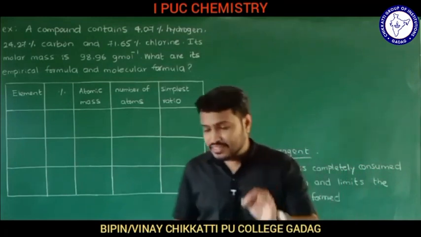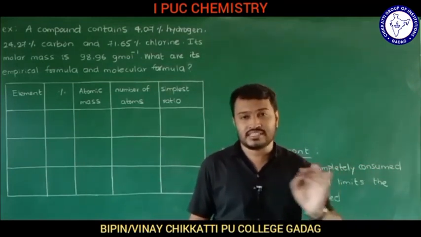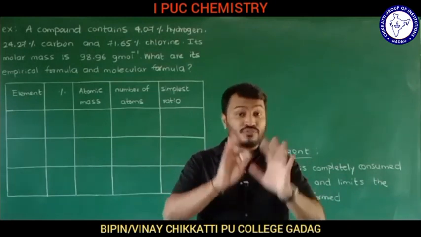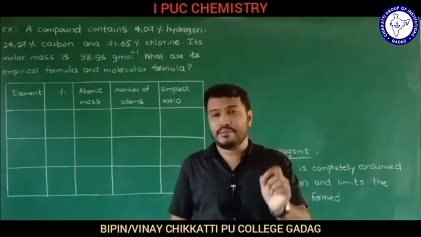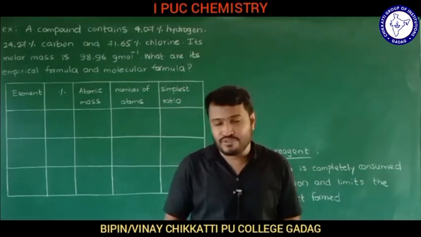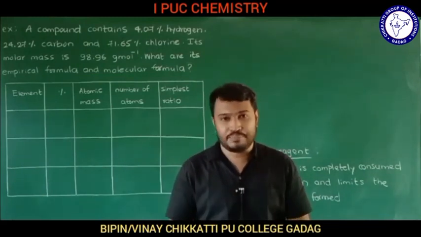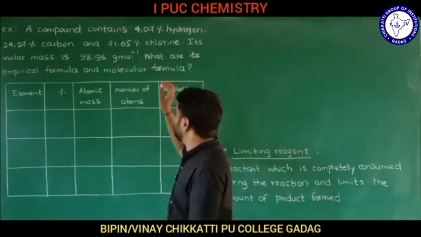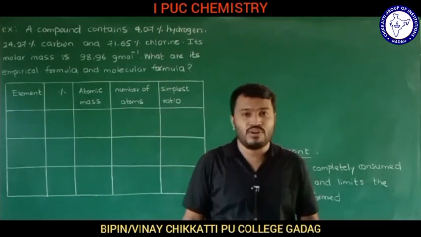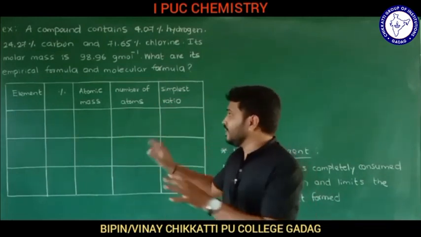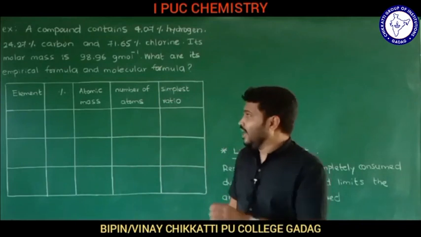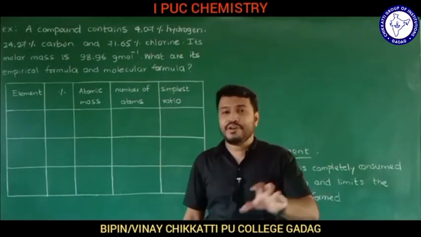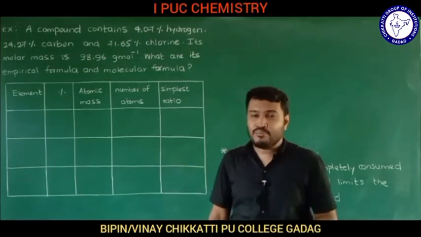So they have given the percentage composition of three different elements and the molar mass of the compound, but we need to calculate the empirical formula and molecular formula. How to solve this example? To solve problems of molecular formula and empirical formula, we need to draw a table like this, and that will help to calculate the empirical formula. Once we get the empirical formula, easily we can go with the molecular formula.